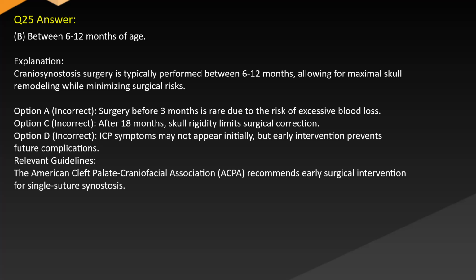Explanation. Craniosynostosis surgery is typically performed between 1-2 months, allowing for maximal skull remodeling while minimizing surgical risks. Option A incorrect. Surgery before 3 months is rare due to the risk of excessive blood loss. Option C incorrect. After 18 months, skull rigidity limits surgical correction. Option D incorrect. Symptoms may not appear initially, but early intervention prevents future complications. Relevant guidelines. The American Cleft Palate-Craniofacial Association (ACPA) recommends early surgical intervention for single suture synostosis.